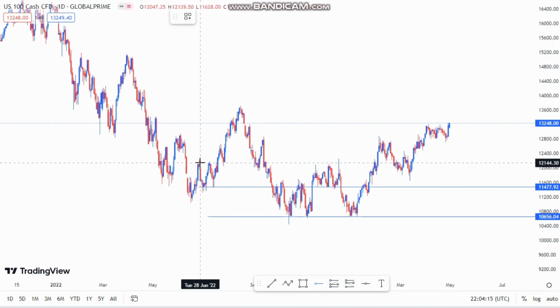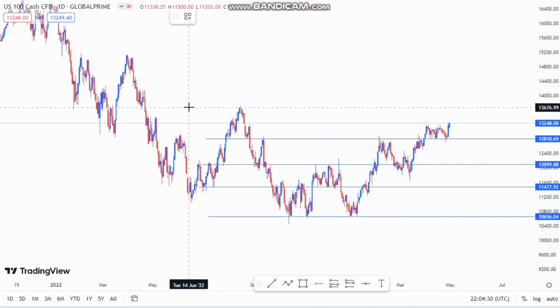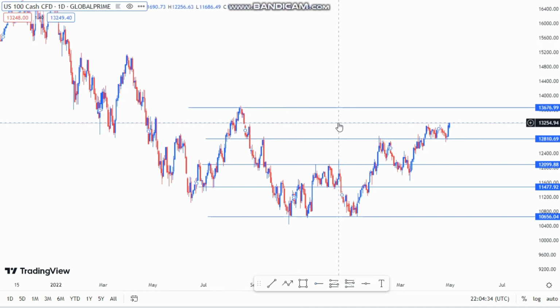Also a level right over here. Bear in mind, guys, I'm catering for most of the touches. So where I see a lot of touches, that's where I put my levels at. Seeing this level as well, and I'm seeing this the highest level, which is quite significant as well. So on NAS100, these are the levels that I'm seeing.